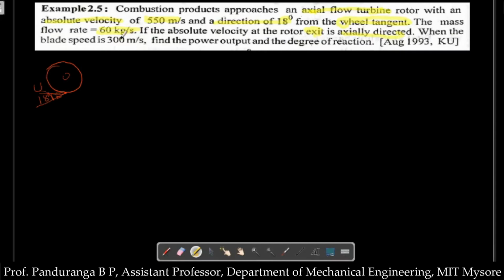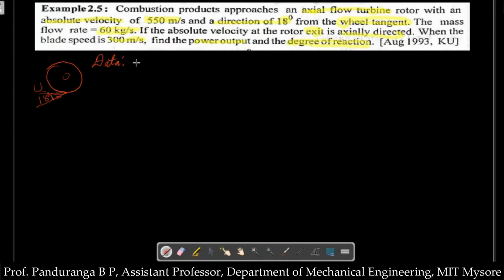When the blade speed is 300 meter per second, that is u, the tangential velocity of the blade is 300 meter per second. Find the power output and degree of reaction. So we need to find two parameters here, power output and degree of reaction. These are the kind of problems you encounter or face in exam. First, let us list out the data.